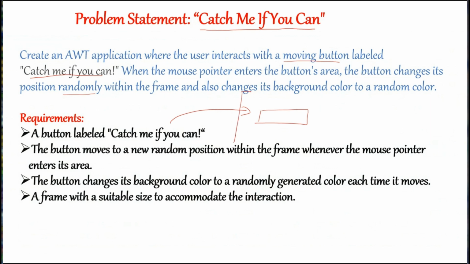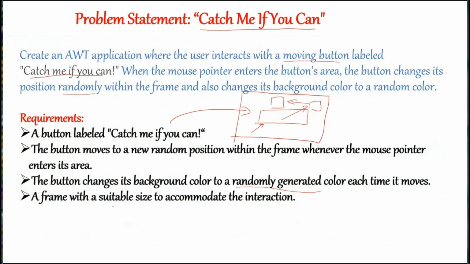So if this is the frame that we are working with in AWT, and I'm trying to enter the button, the button moves. Again, if I try to enter, the button moves somewhere else, and again if I try to enter, the button moves somewhere else. So this way you will never be able to catch the button, or you will never be able to click the button. And every time you try to approach the button, that means you try to enter the button, the button background color also changes to a randomly generated color.